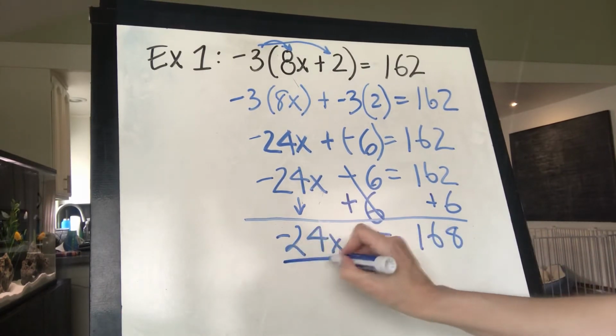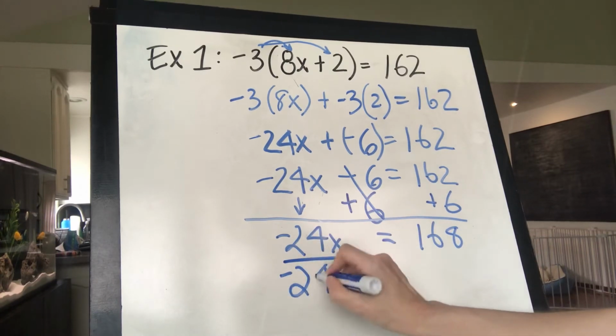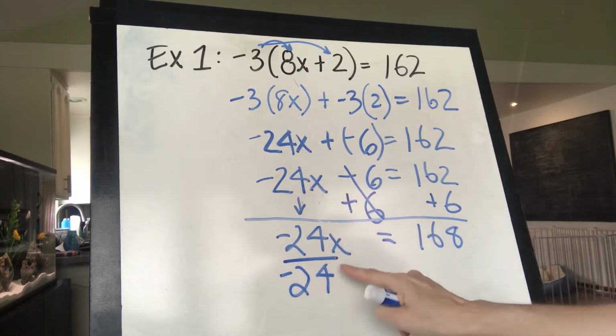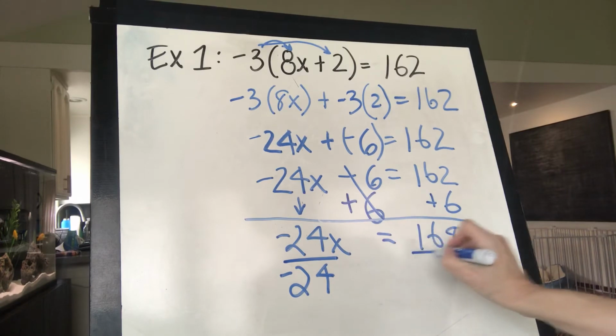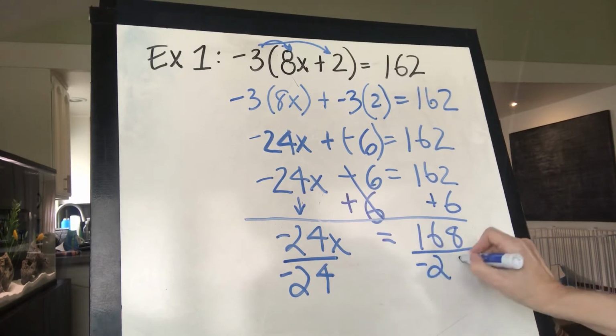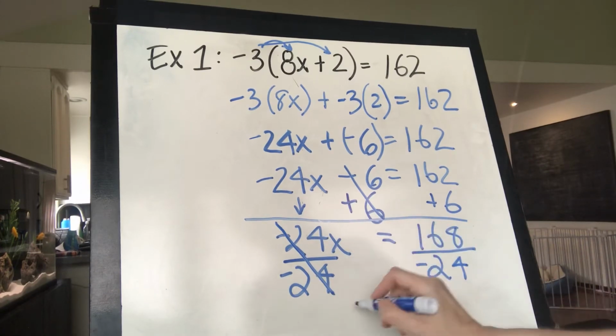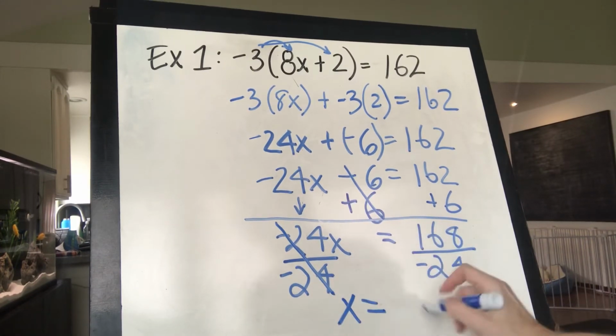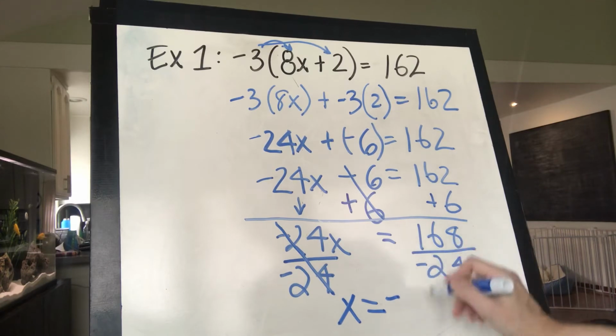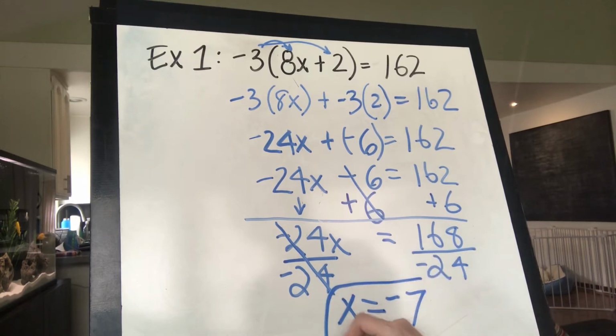We're going to divide by negative 24 because it's the inverse operation, and we're going to do it on both sides. These guys cancel out. That would be like 1x, right? So we have x equals, and that works out to negative 7. So that's it. Fairly straightforward.